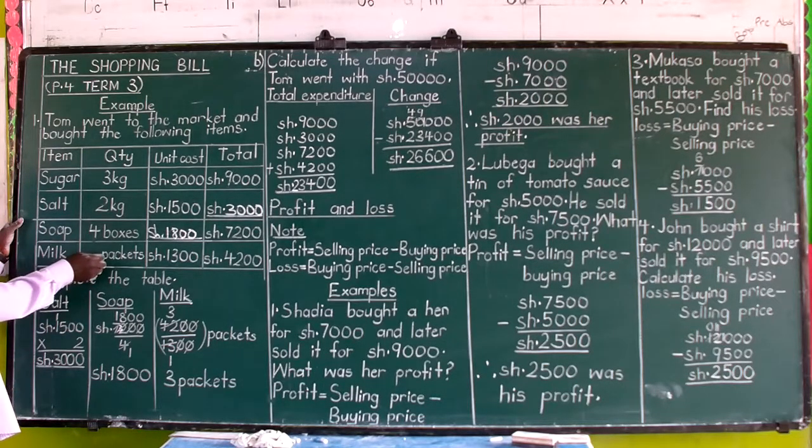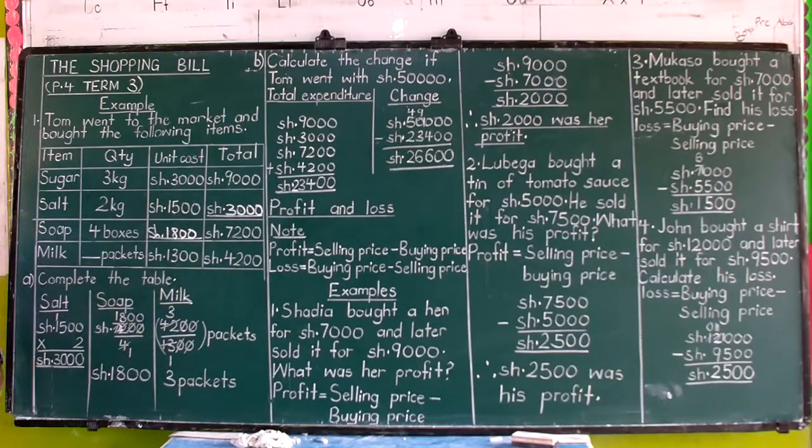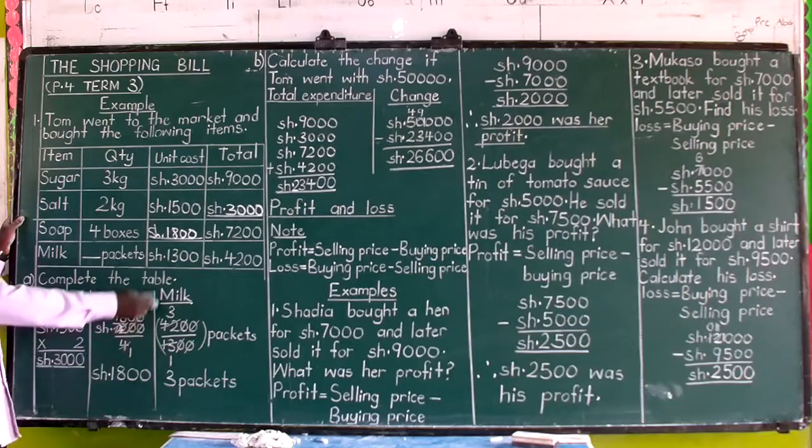And now the last gap within the table is that of quantity of milk. Quantity of milk. And I said the quantity gap is found by division also, of the amount divided by the unit cost. So do we divide by the number of packets of milk this man, Tom, bought? So we go 4,200 divided by 1,300.